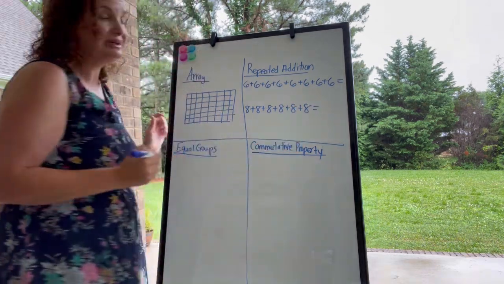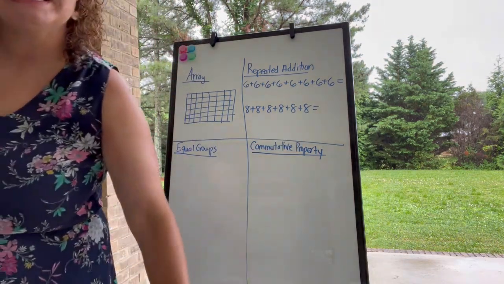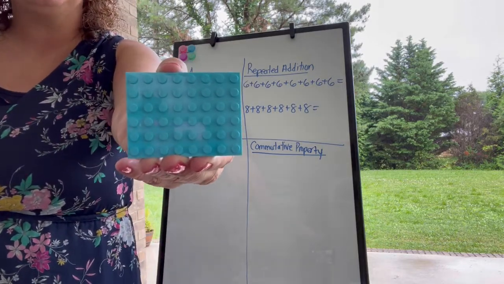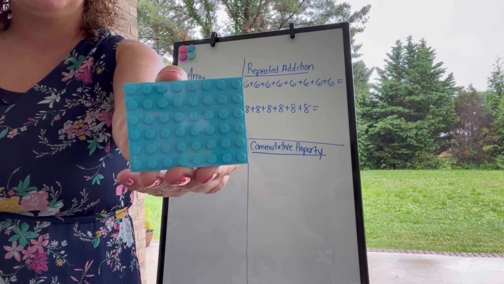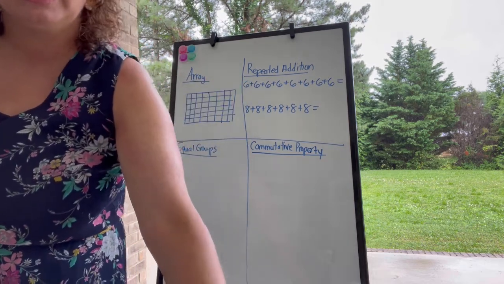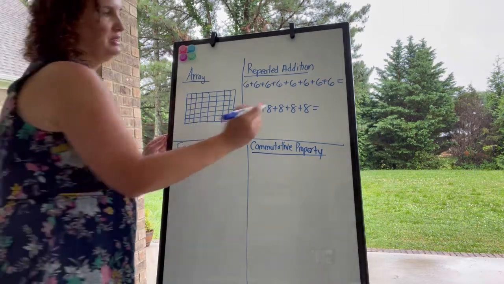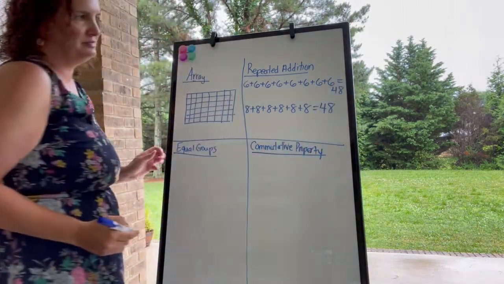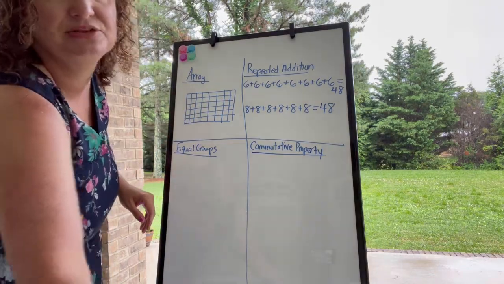Okay, now either way, what are they going to equal? What is 6 times 8, or how many little circles do I have in my Lego piece? I have 48, okay? So with repeated addition, that's going to equal 48. You can do repeated addition either way.